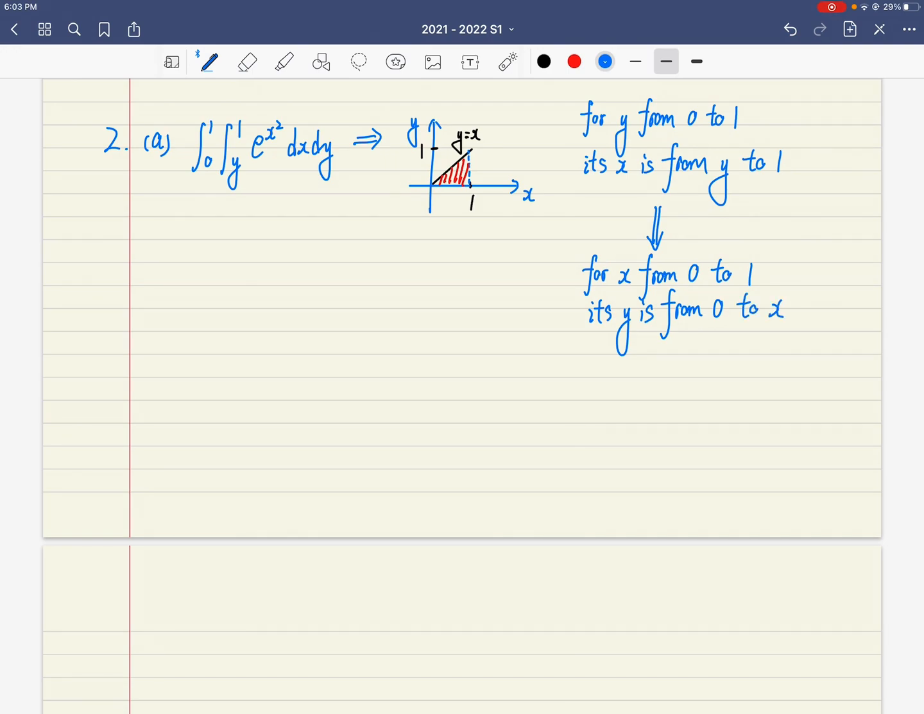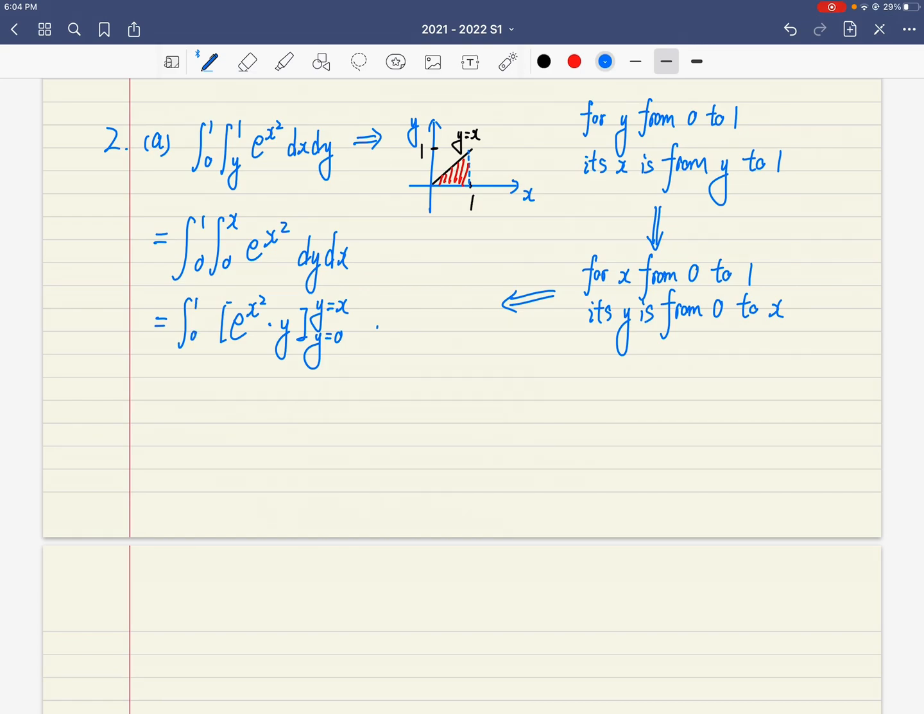So that's why we can rewrite this double integration as for x from 0 to 1 dx, its y is from 0 to x, e to the power of x squared. Now it's much easier to integrate because here we integrate by y, so no matter how complicated it is, we just treat it as a constant. So it's just e to the power of x squared times y for y from 0 to x.